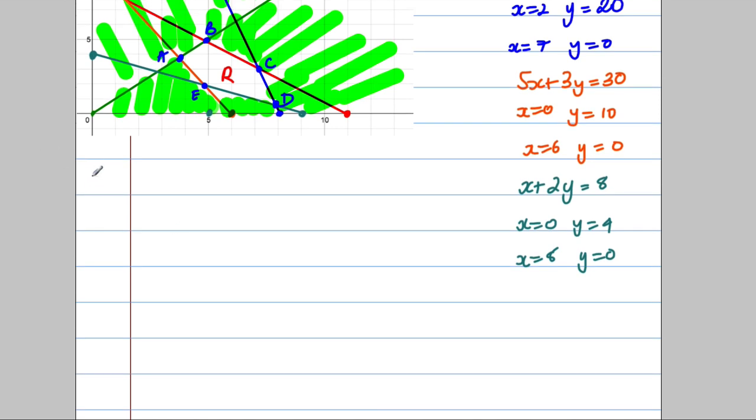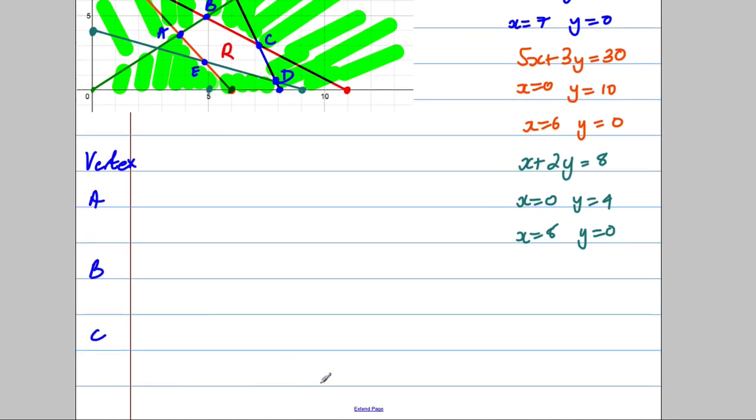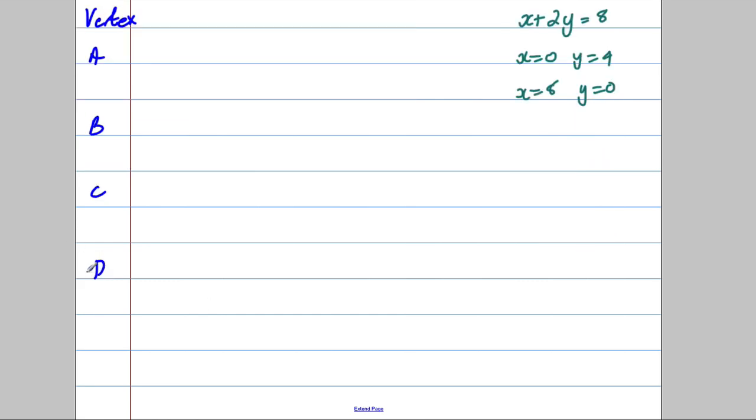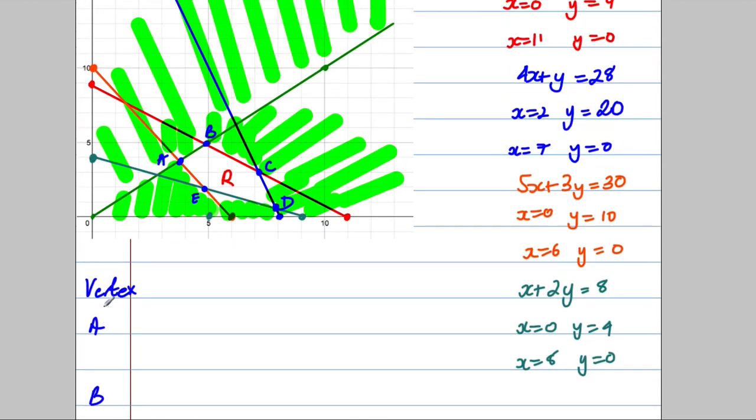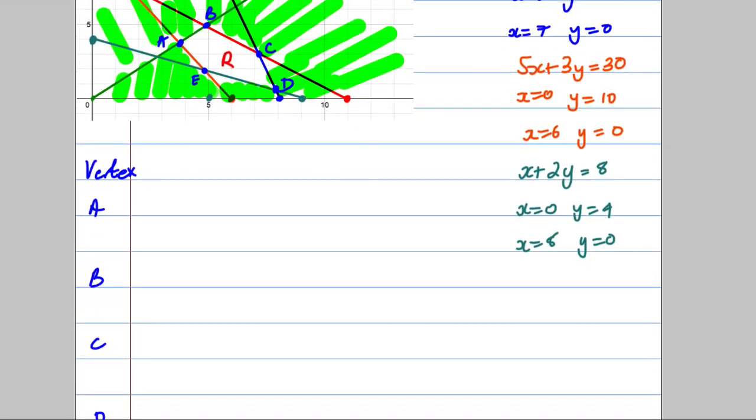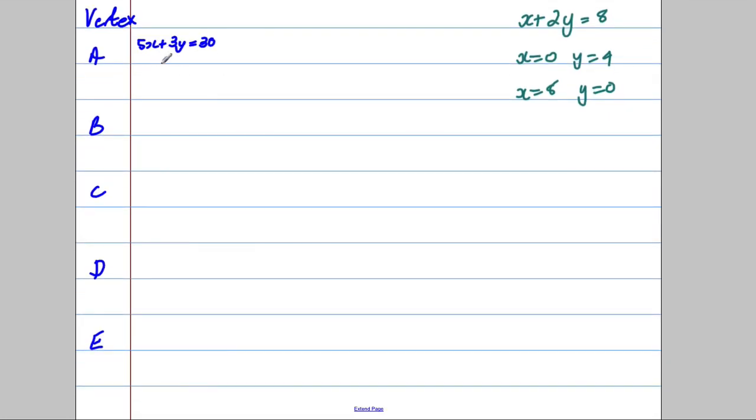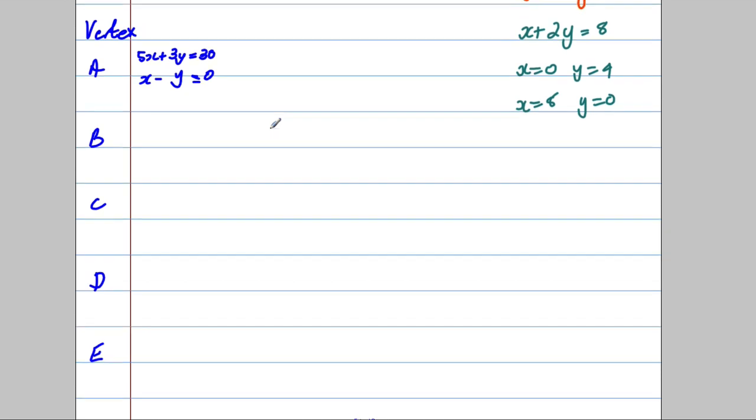So let's do a table. Let's write the vertex here: A, B, C, D, and E. And let's write what meets at those points. So at A, the orange meets the green. So at A, 5x plus 3y equals 30 meets the green, which is y equals x, which I'm going to write actually as x subtract y equals 0.